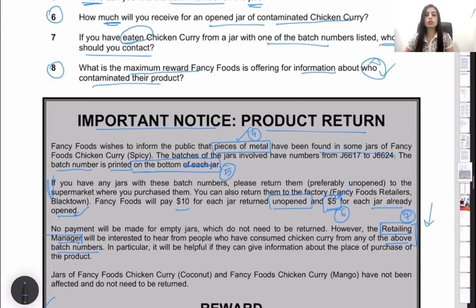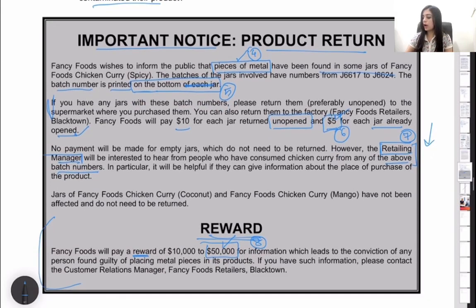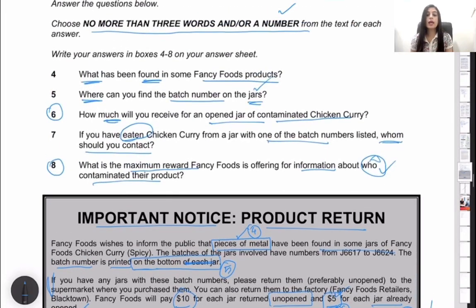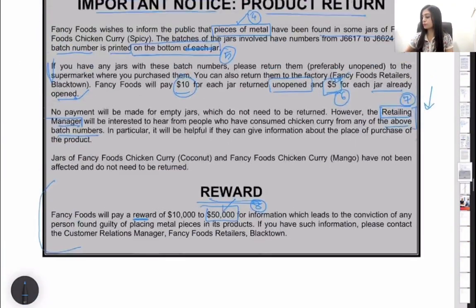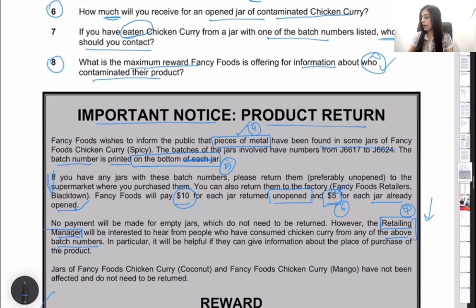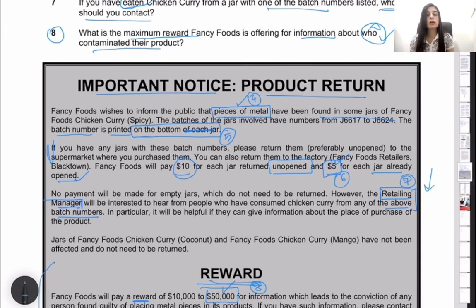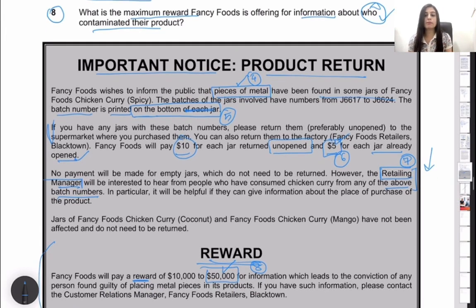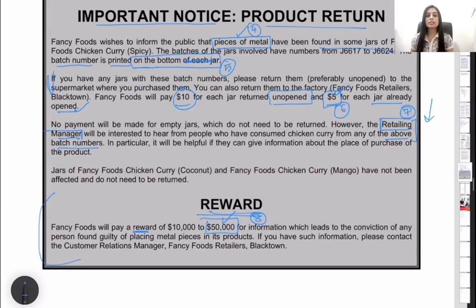So in this case, you just have to locate numbers, and there are hardly, I would say, 4 numbers in this entire passage: 1, 2, 3, 4. You just have to read those lines, don't read any other line unnecessarily. And similarly, when we were asked who to reach out to, again you had to look for the name of a person. There is no name mentioned in the entire passage, it's just retailing manager, so that will be the answer to this question. That's it for today.